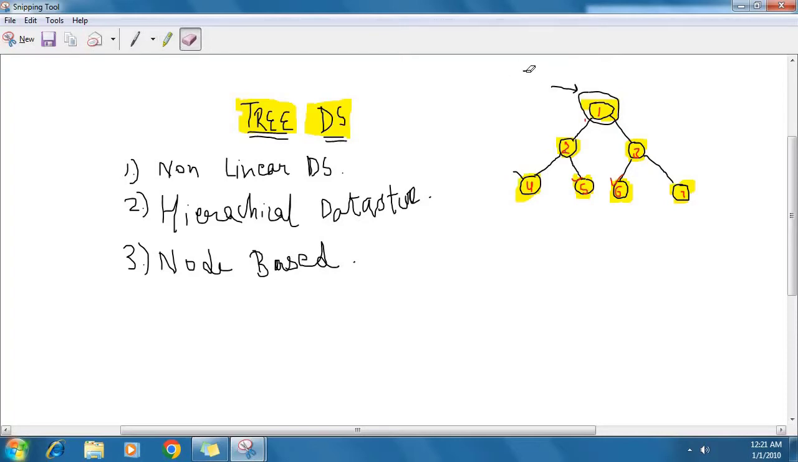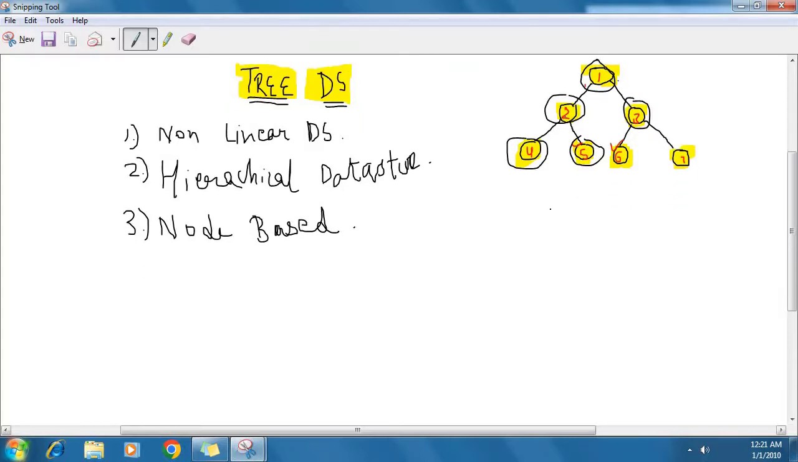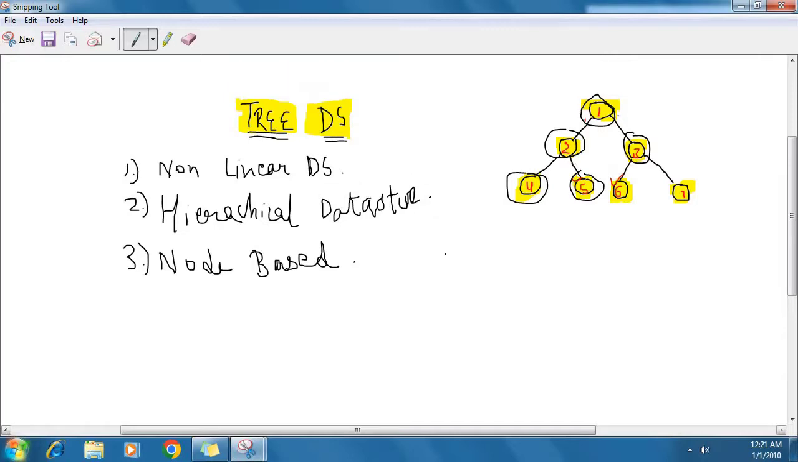I have explained that a tree is a node based data structure. This is a node, this is a node, this is also a node, this is also a node, this is also a node. So how does this node look like? What is this node basically? In simple language, more formally we can say that it is a structure, a user defined data type or struct that we use in C++. So basically it looks like this one.